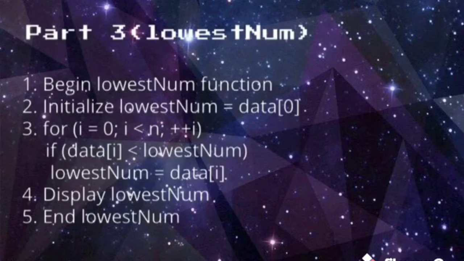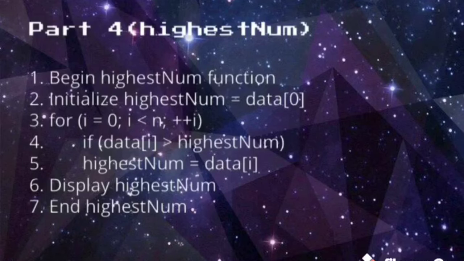For the third part is to find lowest num function. Start with begin lowest num function. Second, initialize lowest num equals to data 0. Third, for loop i equals to 0, the condition i is less than n and i plus plus. If data i is less than lowest num, lowest num equals to data i. Fourth, display lowest num. Fifth, end lowest num function.